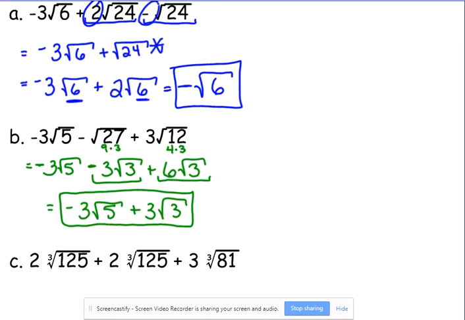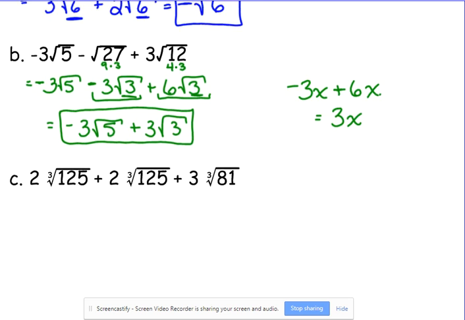Do y'all need me to write out more work, or are we okay with what I'm writing? Yes, ma'am. It doesn't cancel. It's kind of like if we have this, negative 3x plus 6x, what's the answer? 3x, right? So we're doing the same thing here. They have the same square root, so we just add their coefficients in front. So negative 3 plus 6 is 3. Which part are you asking me about? Does that make sense? Okay.